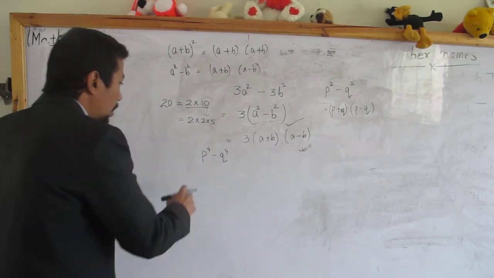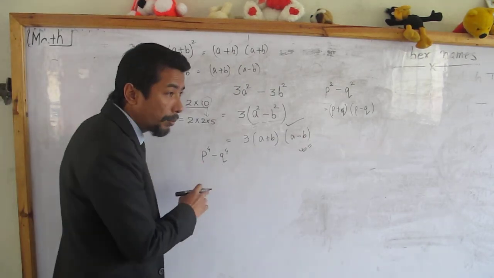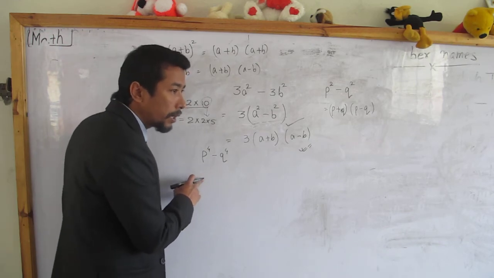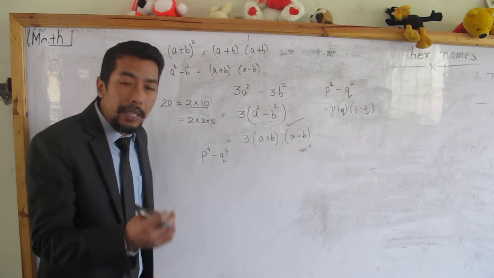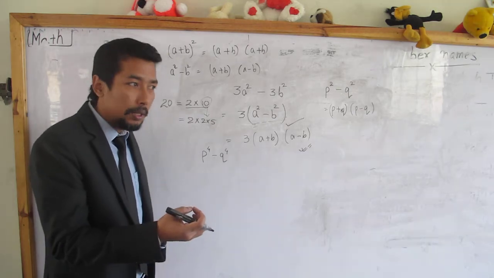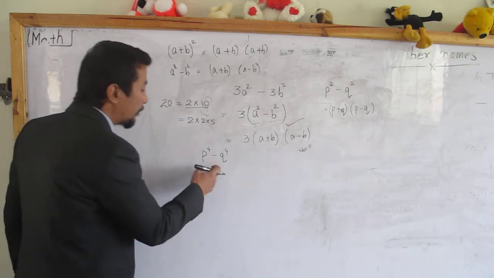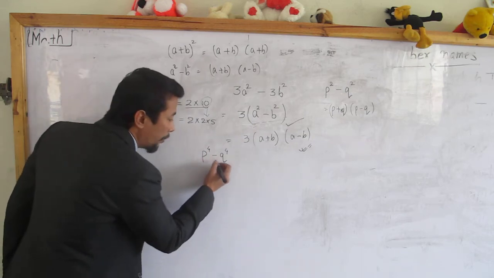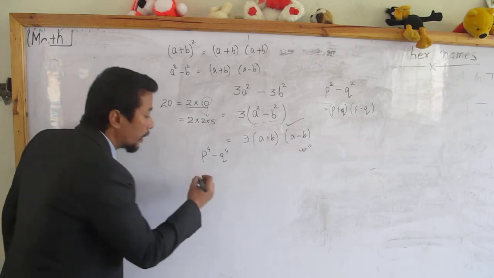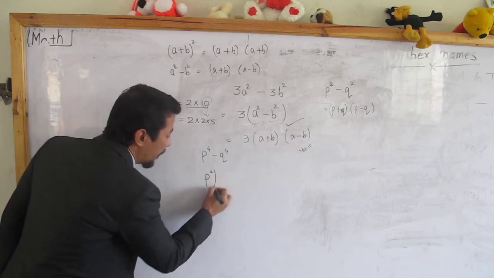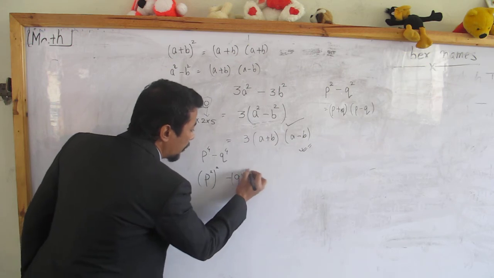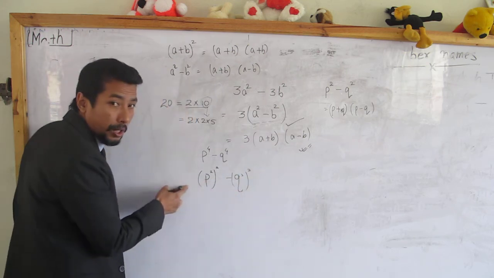Okay, there is nothing common and it is not in formula either. Then what do we do? Can we change it into formula? And the formula that we have learned is a square minus b square. So can we change this in the form of square? Let's try. P square whole square minus q square whole square. So the value does not change.